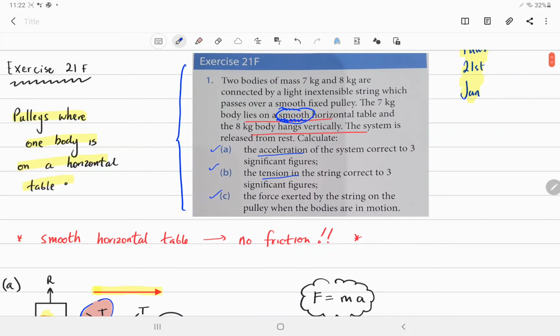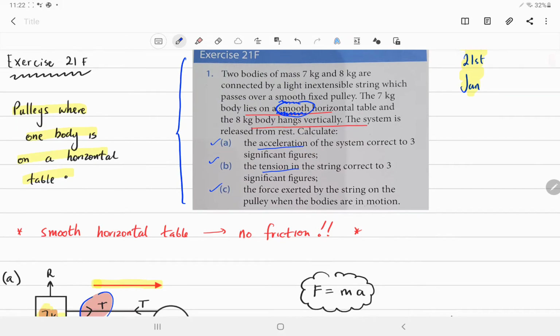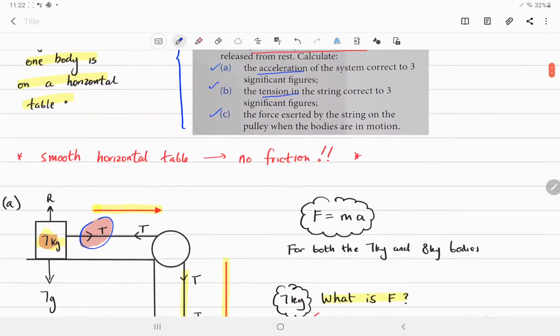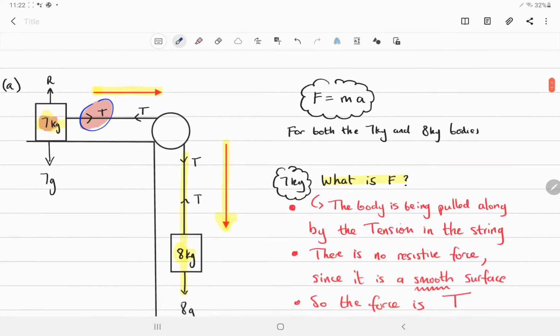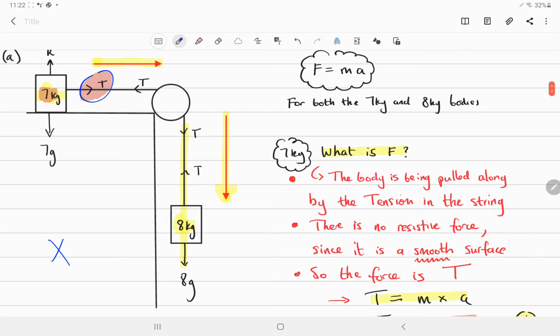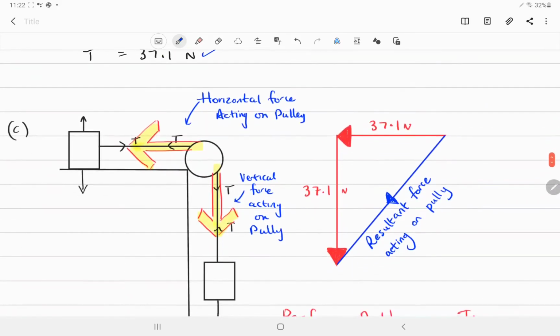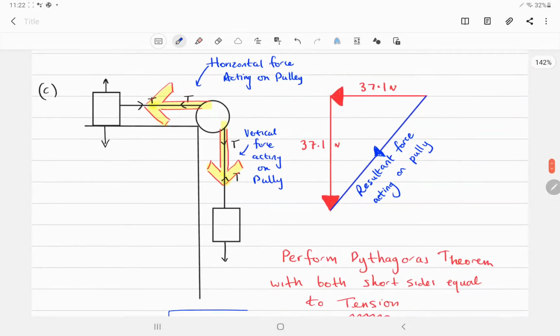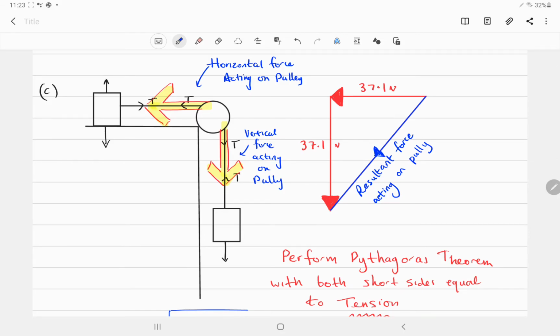Let's look at question C. We are now looking at the force exerted by the string on the pulley when the bodies are in motion. So there was a similar question to this in the previous exercise. The only difference is that the tension is acting in different directions to the previous exercise. So I'm taking this sketch and I'm just going to redraw it down here. Now you don't have to redraw it. This is just to illustrate what's happening here. So I've just removed some of the information just so we can see what's happening.